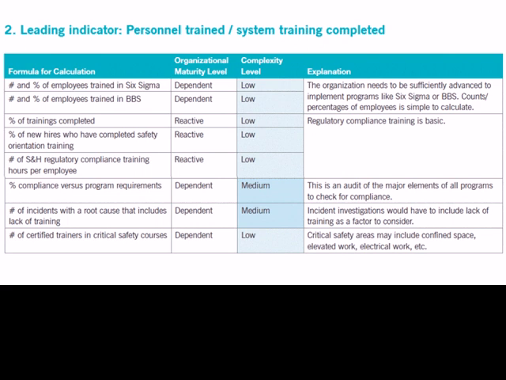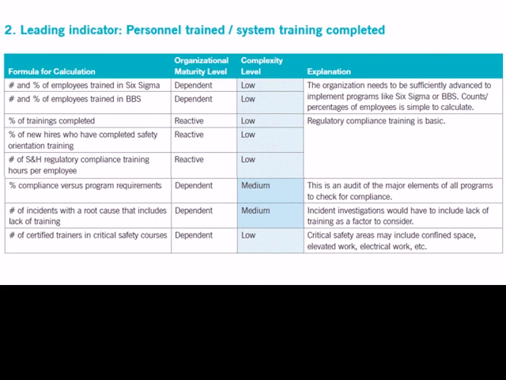The reason for those being ranked as they are is that regulatory compliance training is pretty basic level. Some of the other things that you see here that are maybe higher maturity, so dependent and maybe medium in complexity level, would be things like percent compliance versus program requirements. The reason being that this is an audit of the major elements of all the programs to check for compliance. So it requires a little bit more maturity, and the complexity level requires a little bit more time and effort and maybe coordination between teams to make that metric happen.